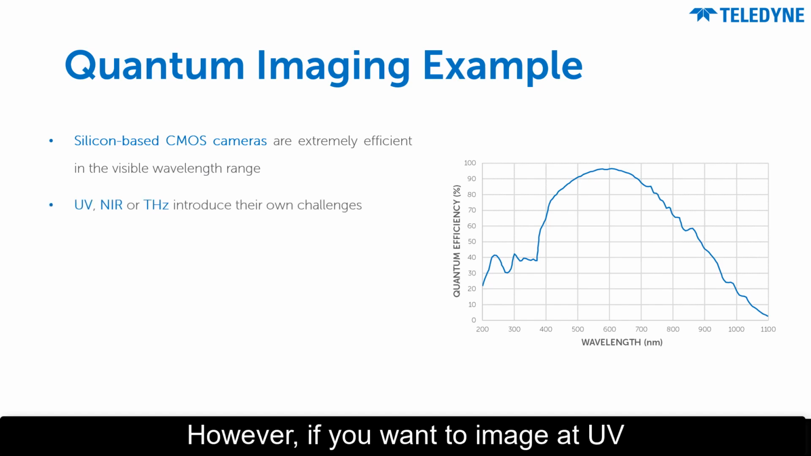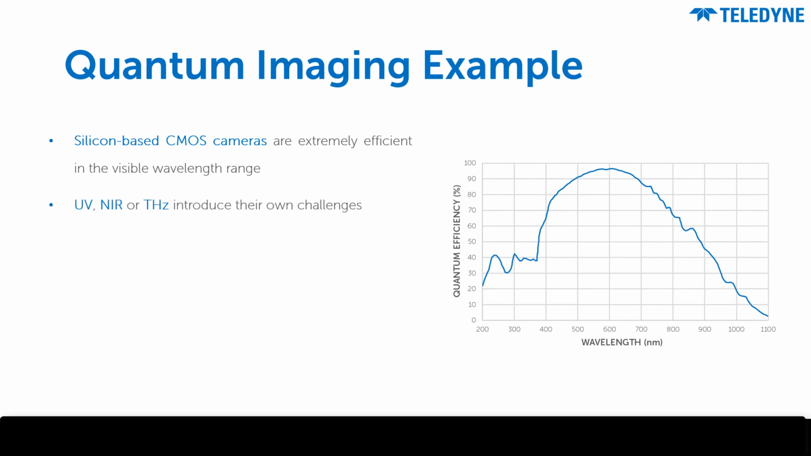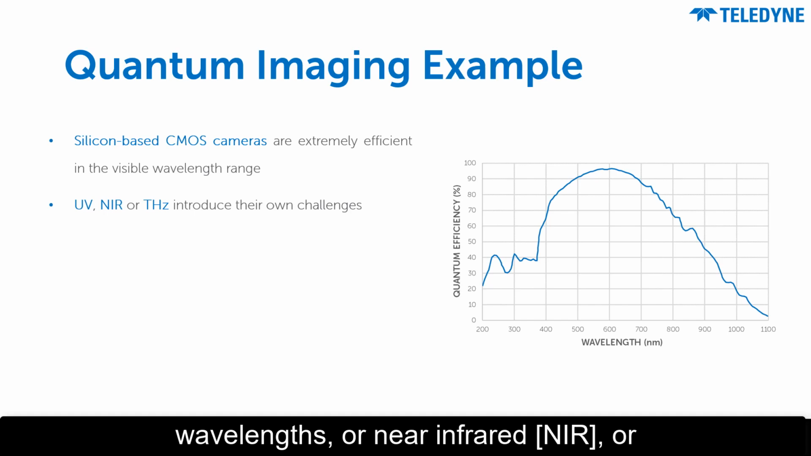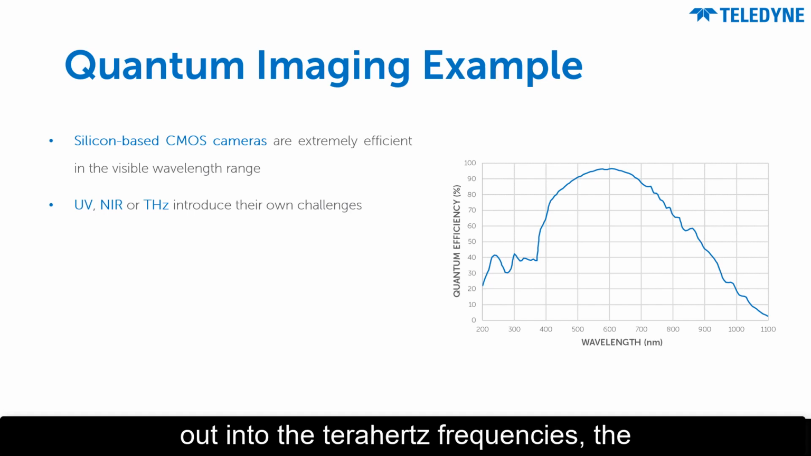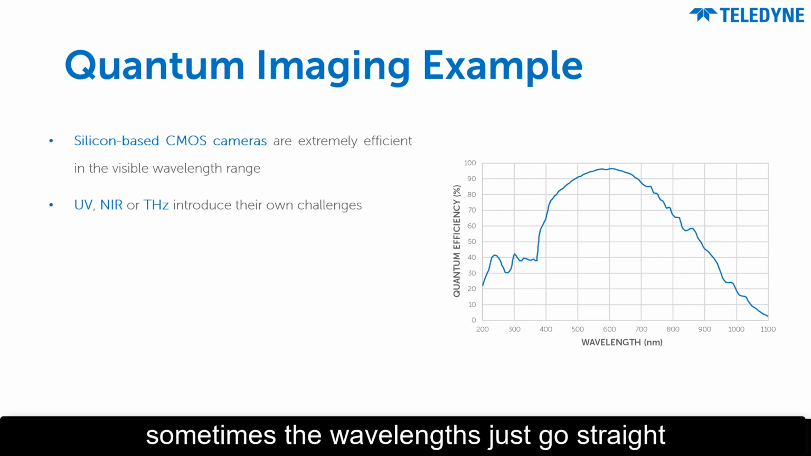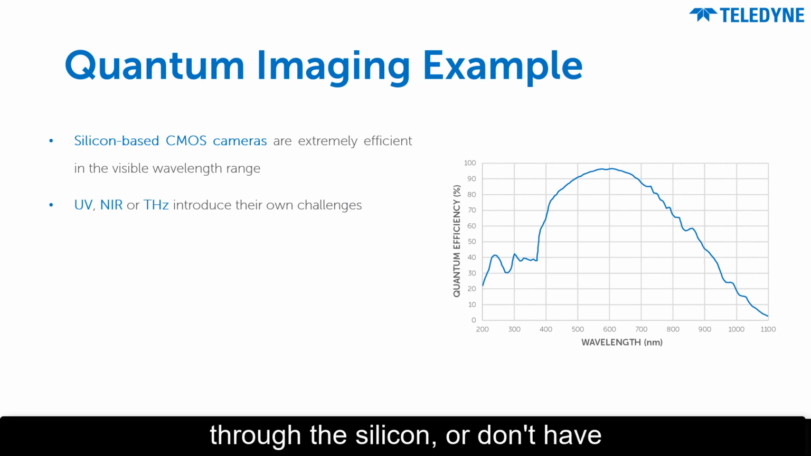However, if you want to image at UV wavelengths or near infrared or shortwave infrared or further out into the terahertz frequencies, the detection efficiency is much lower, and sometimes the wavelengths just go straight through the silicon or don't have enough energy to activate the silicon. So some wavelengths you can't image very efficiently. This is especially significant for people who want to do quite short wave infrared at 2000 nanometers. There's lots of benefits from imaging at longer wavelengths.